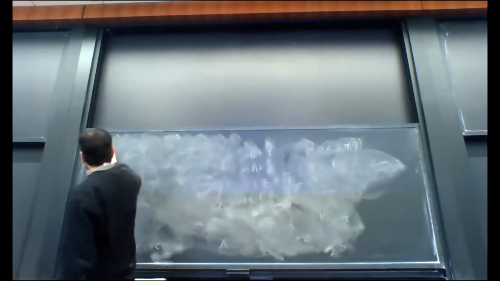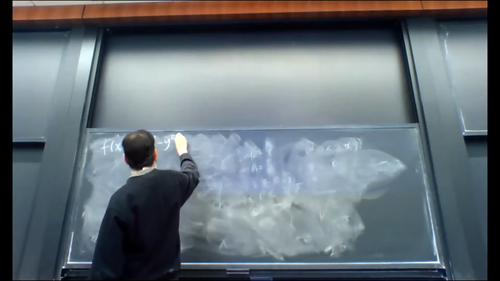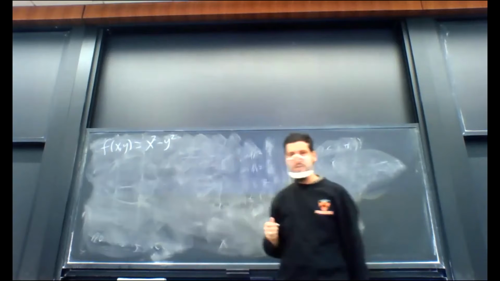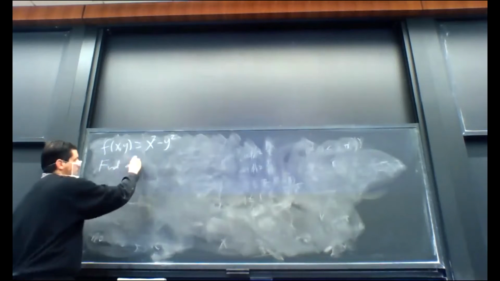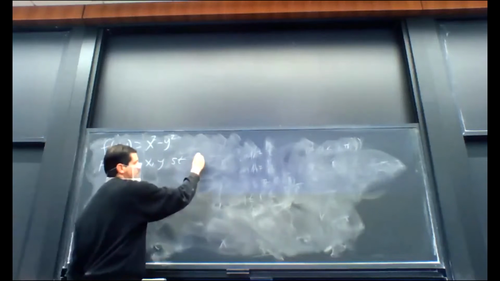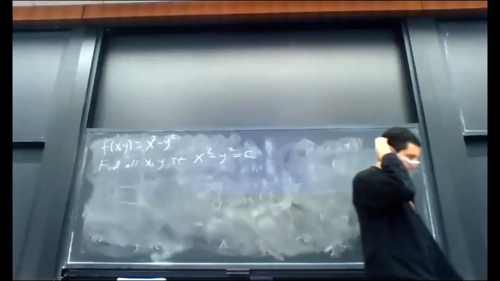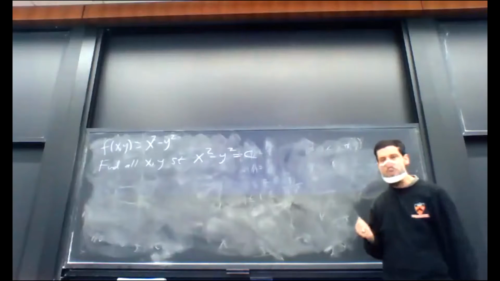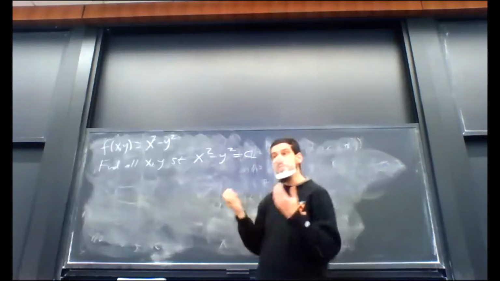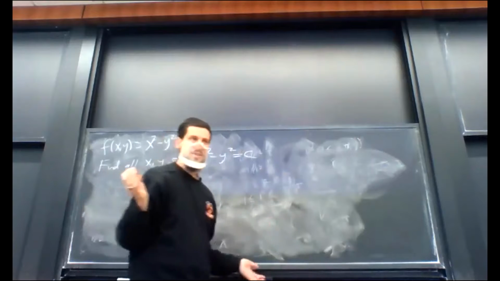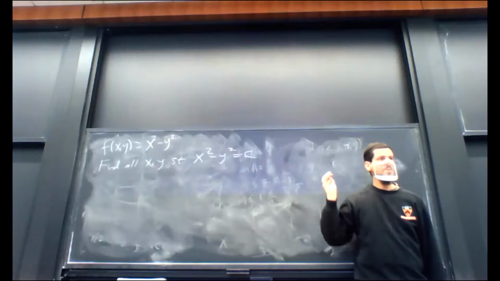So let's take the function f of x, y is x squared minus y squared. We want to find the level sets. So we want to find all x, y such that x squared minus y squared equals c. So the first question is, no matter what value of c I give you, will you always be able to find an x and a y such that x squared minus y squared equals c? Or will there be some c that have no x and y that work?